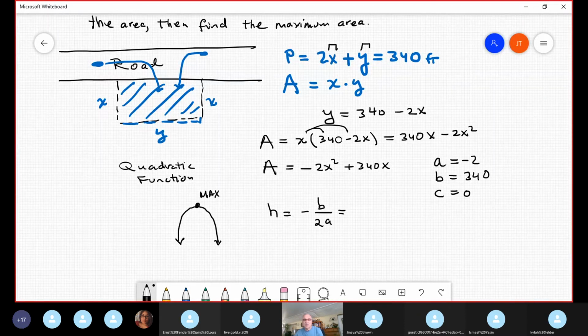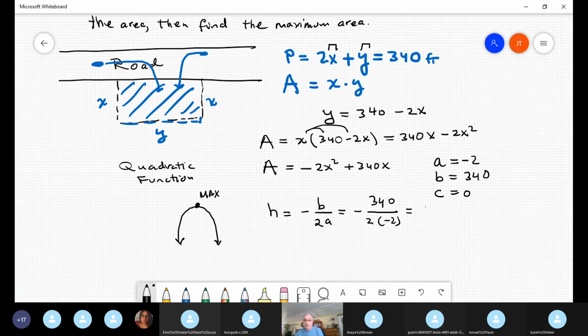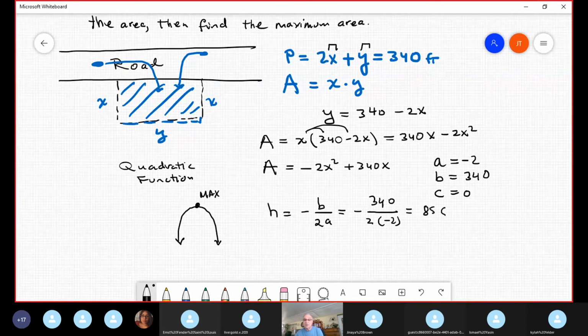Okay, let's do it. Minus b, who is b? 340. 2 times a, a is negative 2. Wow, double negative again. Double negative becomes positive. And 2 times 2 is 4. And 340 divided by 4 is 85 feet. How do you know it's feet? Because my problem talks about feet, no? Feet.